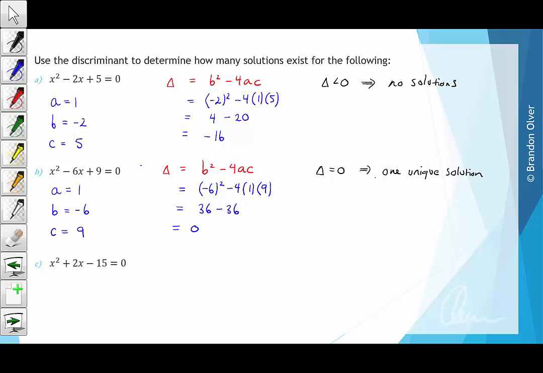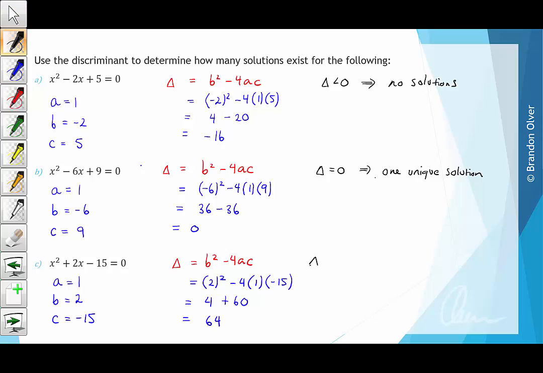For part 3, we have x squared plus 2x minus 15 equals 0. So a, the coefficient of x squared, is 1, b, the coefficient of x, is 2, and c, the constant, is equal to negative 15. So the discriminant is equal to b squared minus 4 times a times c. And plugging in these values, b is 2 squared minus 4 times 1 times negative 15. So 2 squared is 4, and two negatives give a positive, so negative 4 times 1 times negative 15 gives plus 60, which equals 64.